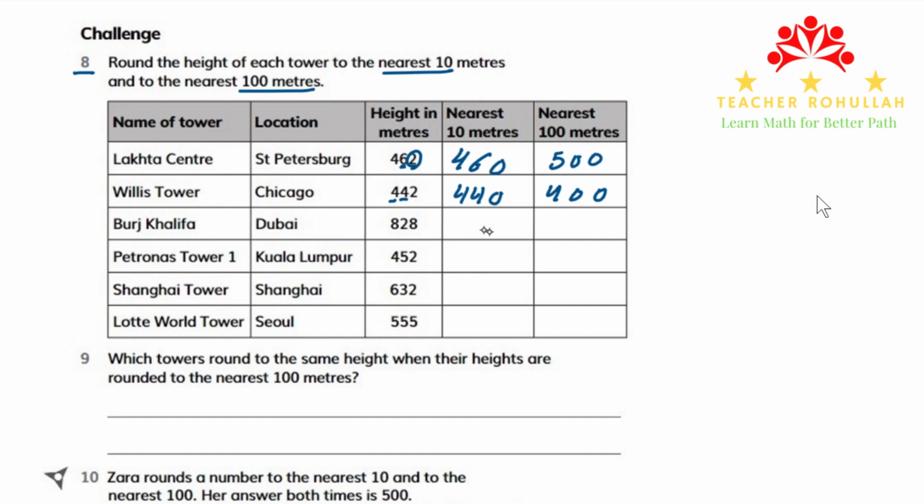The height of Burj Khalifa is 828. To round this number to the nearest 10, we underline the digit in the tens place and circle the 8 in the ones place, seeing that 8 is 5 or more. So this height rounds to 830. And when we round to the nearest 100, the digit in the tens place is 4 or less. So the height rounded to the nearest 100 is 800.